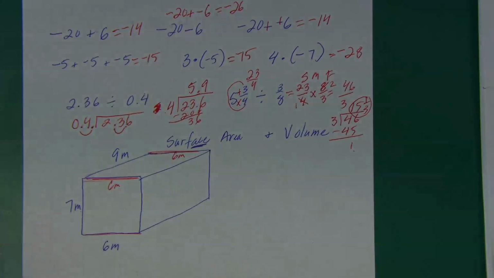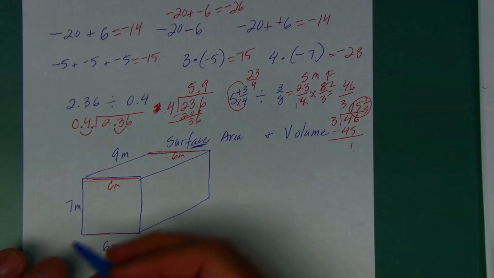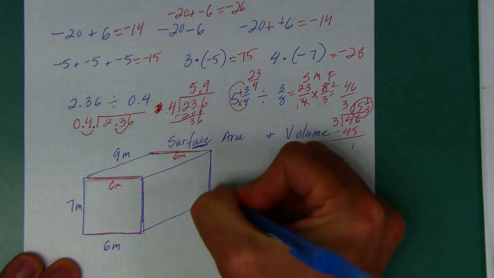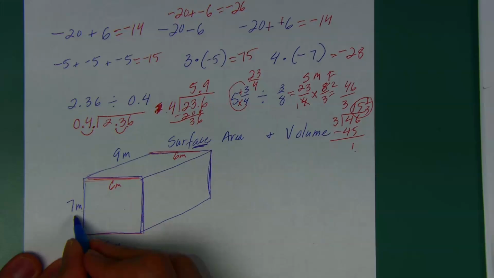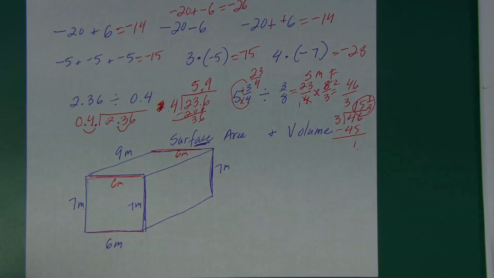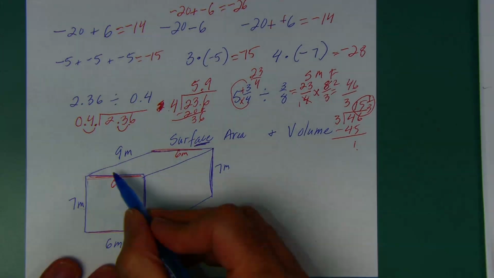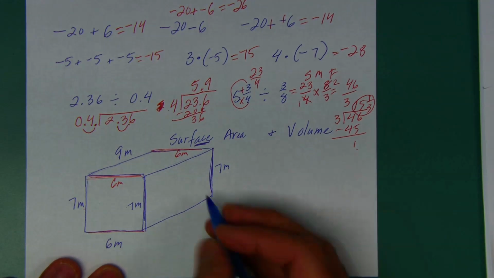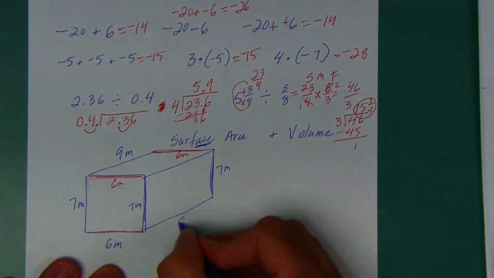You have 3 sets of vertical lines. That's straight up and down. Vertical, vertical, vertical. And they will all be the same. So that's 7, that's 7, that's 7. And you have 3 diagonals, right? Diagonal, diagonal. And those are parallel. If that's 9, that's 9, that's 9.